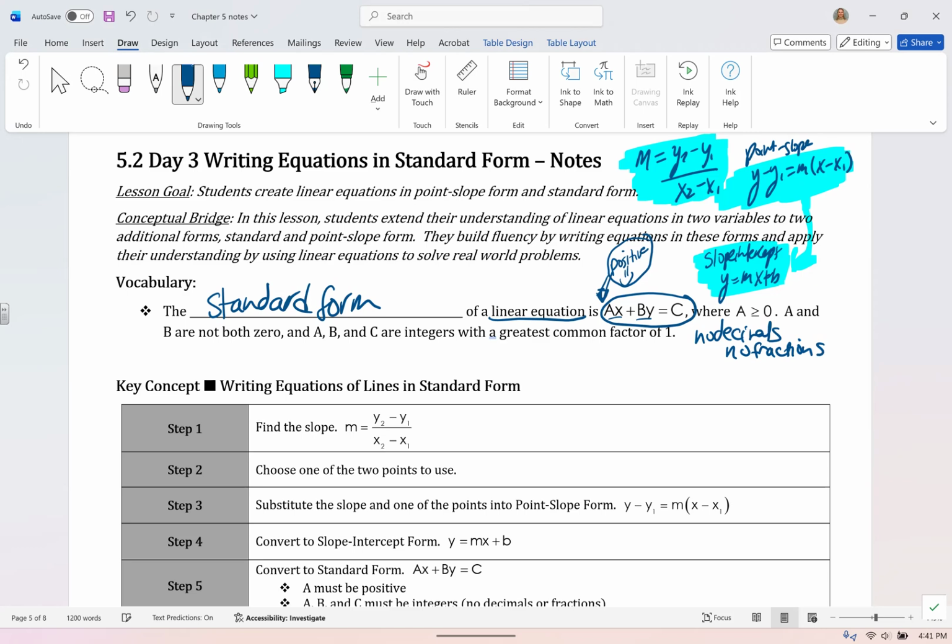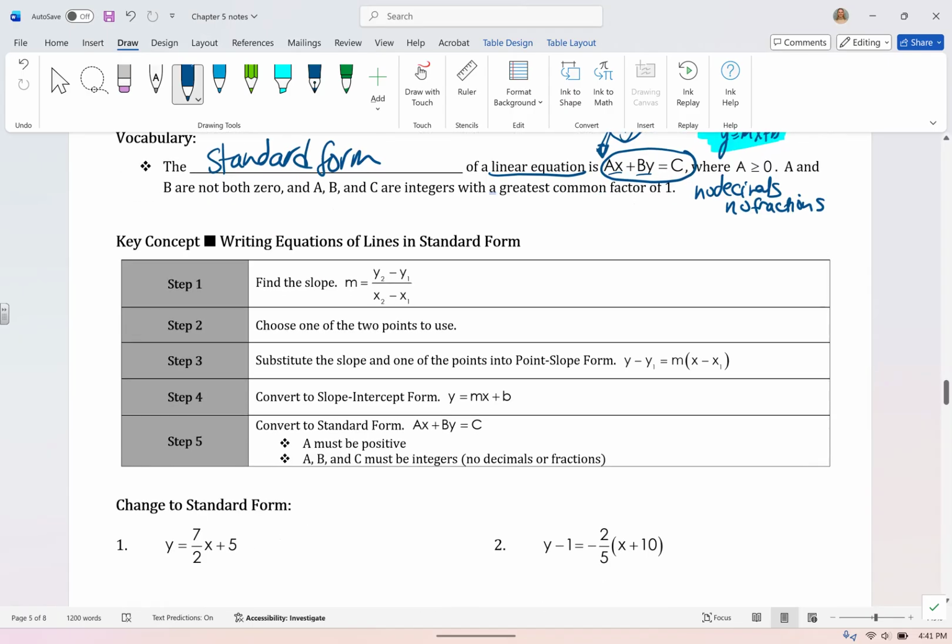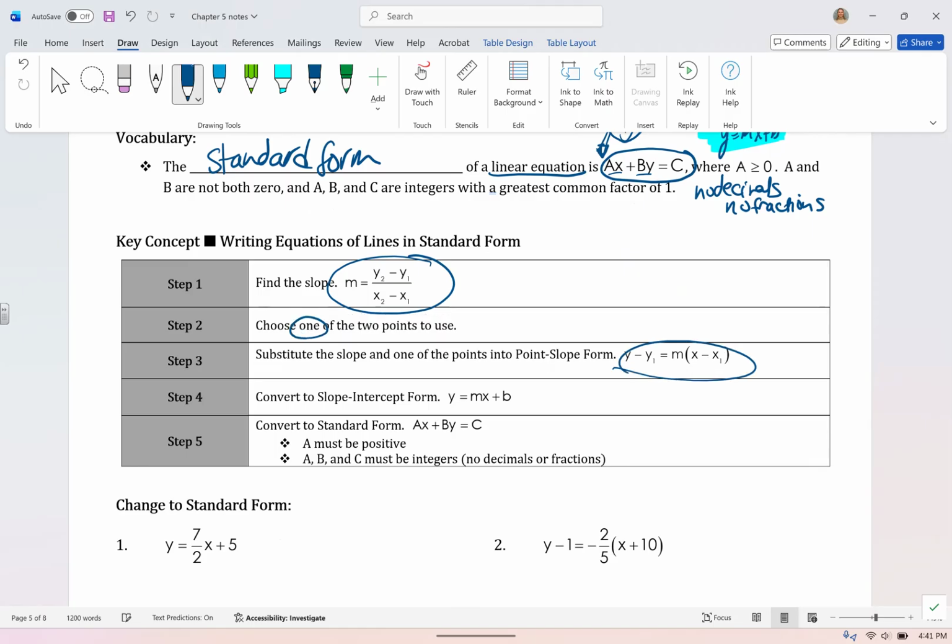Why? Because again, if we're going to be putting two equations together eventually, we want them to be as basic and simplistic as we can. Okay, and so I'm going to talk to you about how to do that. And so we will be using the slope formula today. We're going to choose one of the points. We're going to use point slope formula. And then we'll convert it into slope intercept and then convert it into standard form. So if you have to get here, we're going to take quite a few steps to get there, aren't we?